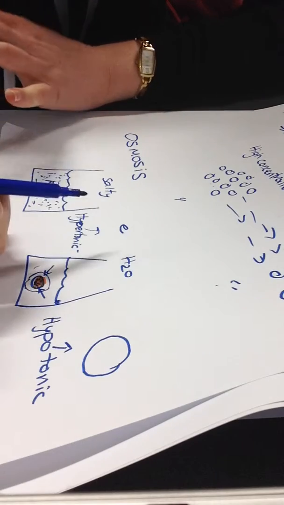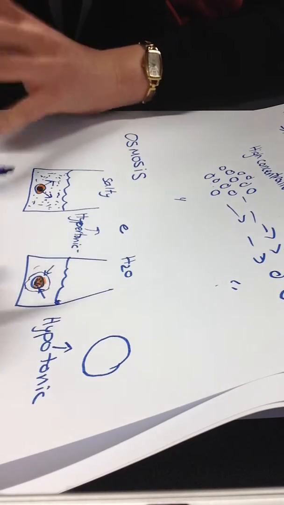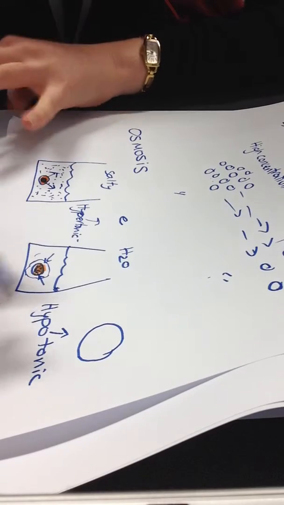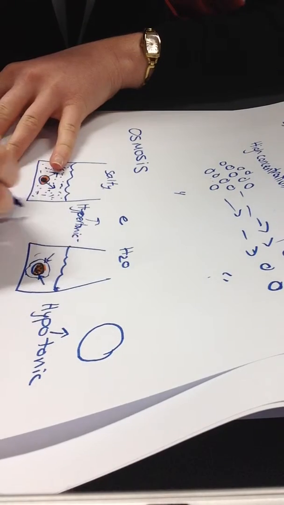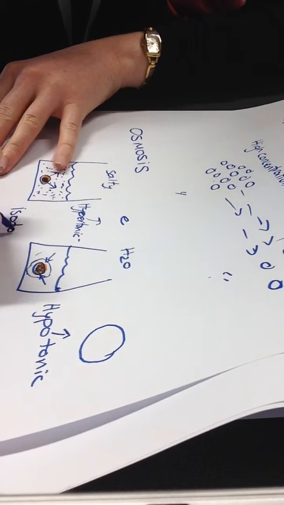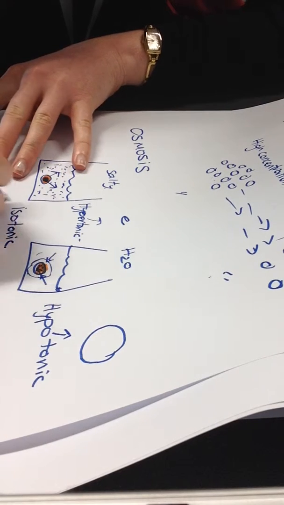So basically that's osmosis. It's trying to equal out, and if it did equal out, maybe if this was a little bit less salty, we would call that solution isotonic, and that means that the water is balanced on either side.